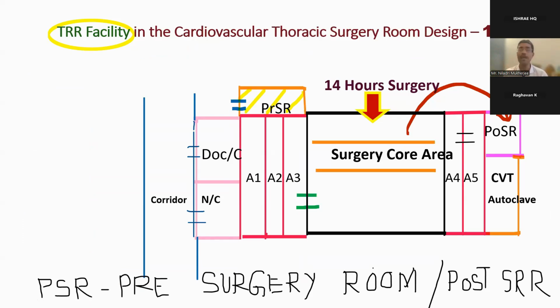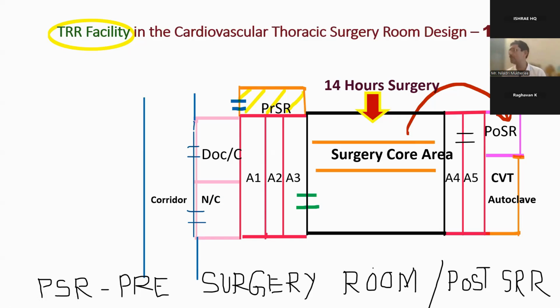I'm telling you again what is happening in India, which I don't want to discuss now. But actually what it should be is a pre-surgery room. So this is the doctor's changing room and this is the nurse changing room. A very simple way to explain. And this is the corridor. This is the core surgery area, and this is the area where we find the post-surgery room.